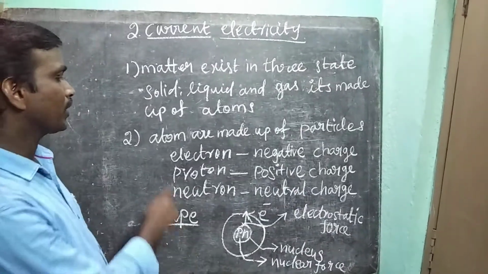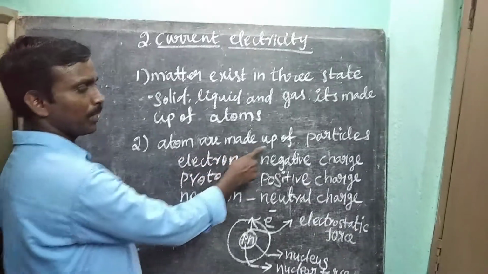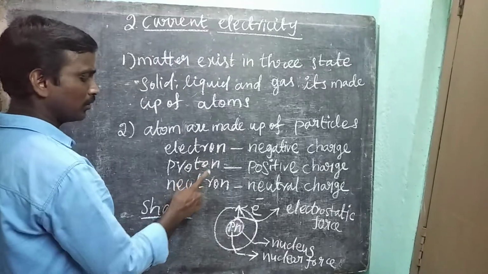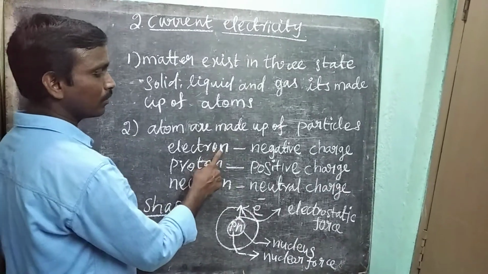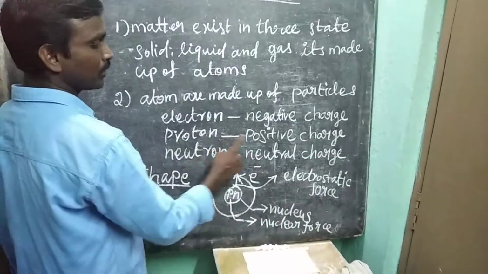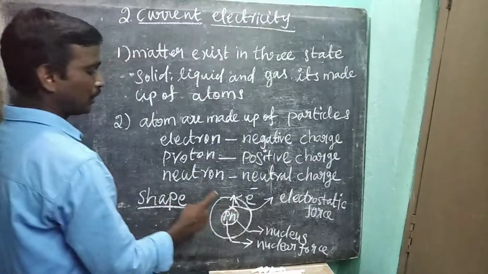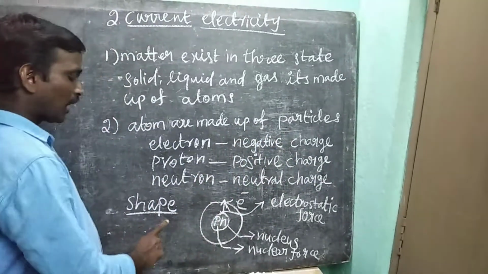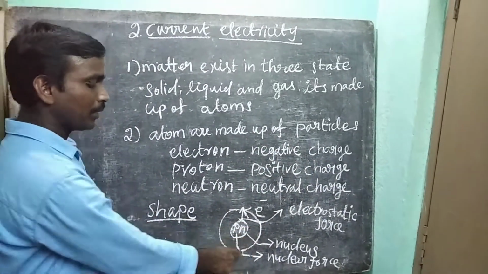Second one is, what is atom? Atoms are made up of particles like electron, proton, neutron. Electron charge is negative charge. Proton charge is positive charge. Neutron charge is neutral charge. The shape of the atom is spherical.